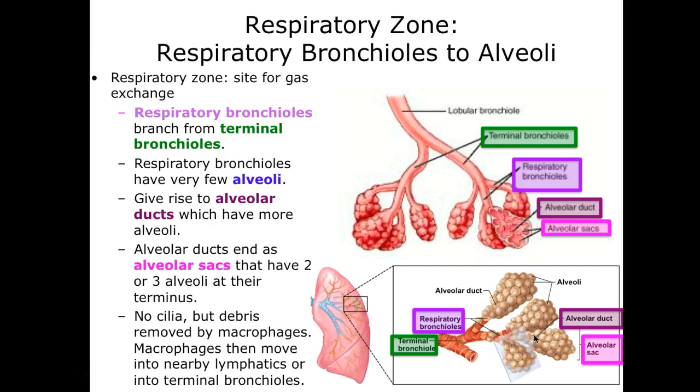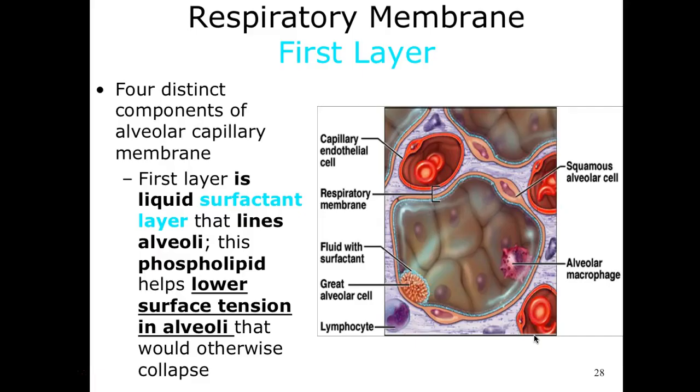So the alveolar sacs are going to have about 2 to 3 alveoli at their end. Remember, we won't have any cilia here, but we'll have some debris that will be removed by macrophages, and the macrophages will move it to any lymphatics that are found nearby or into the terminal bronchioles to get rid of them. So speaking of the macrophages, we need to talk about the different layers within our respiratory membrane because those macrophages will be found in one of those layers.